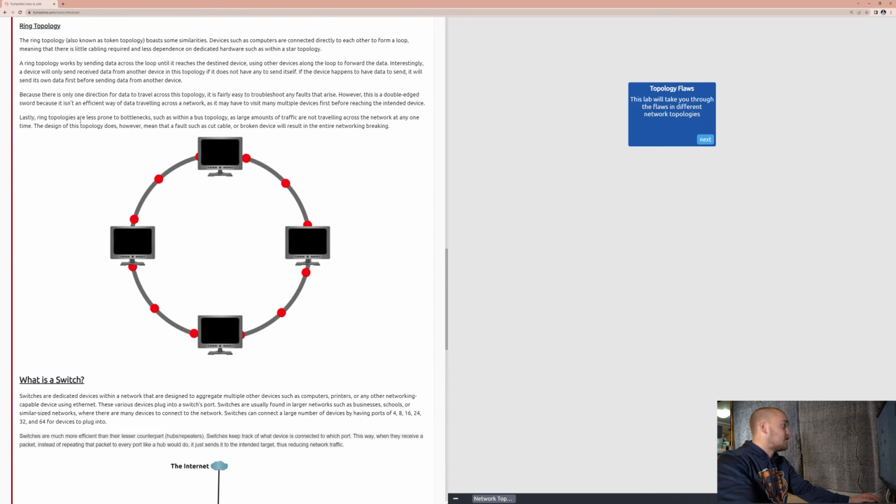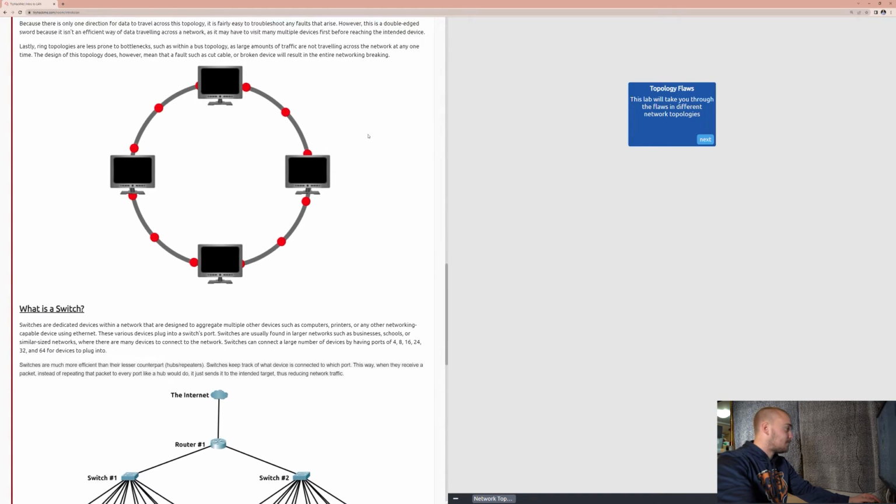Lastly, ring topologies are less prone to bottlenecks, such as within a bus topology, as large amounts of traffic are not traveling across the network at any one time. The design of this topology does, however, mean that a fault such as a cut cable or broken device will result in the entire network breaking.